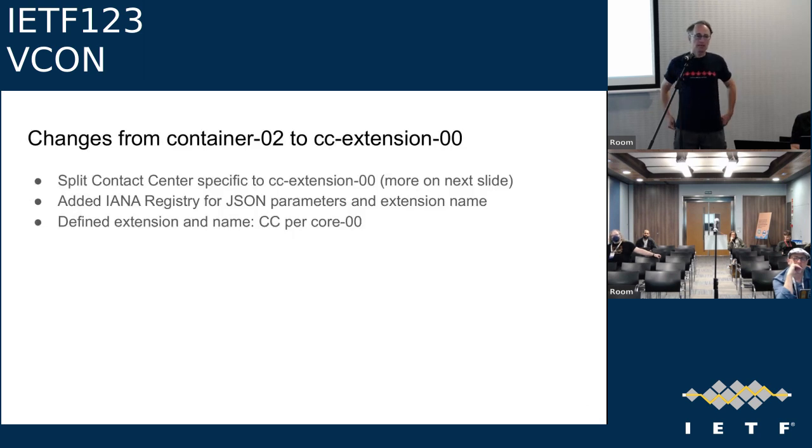So this is an extension to the VCON schema for contact center specific parameters. I split that out of the prior document and into the specific CC extensions ID. I added IANA registries for the new parameters that it's proposing. I defined the extension and the name, as described in the core document. So those were the changes I made.